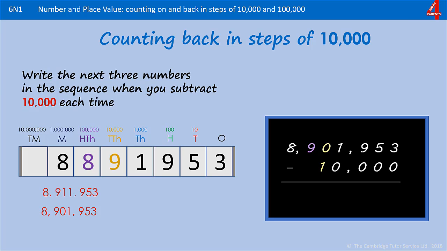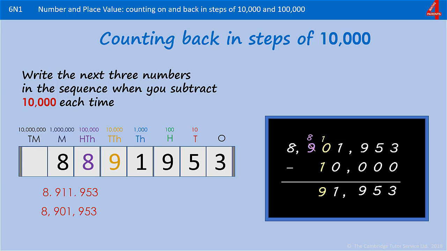8,901,953. The 1,953 remains the same because we're taking away zeros in that row. The 10,000s column, there's nothing in there. We can't take away that 10,000 because there's nothing there, so we have to take 100,000 away from the 900,000 to make that 800,000. What we have here looks like 10 take away 1. It's actually 100,000 take away 10,000. 10 take away 1 is 9, 100,000 take away 10,000 is 90,000.